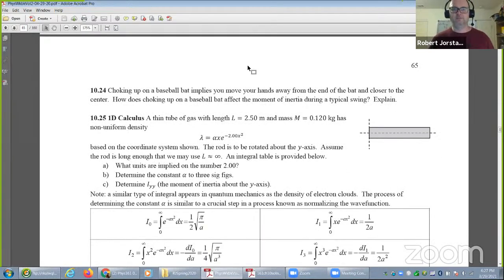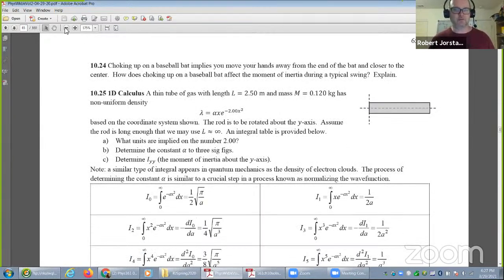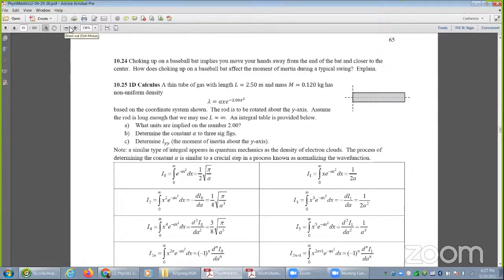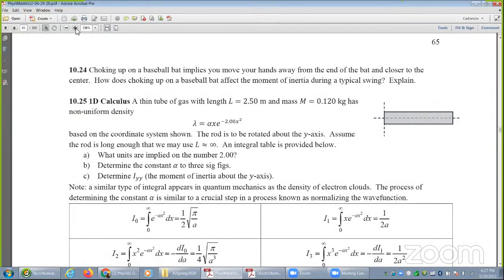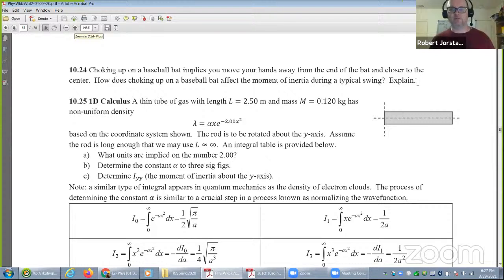Now, how about this one? Let's try this question right here. How does choking up on a baseball bat affect its moment of inertia?